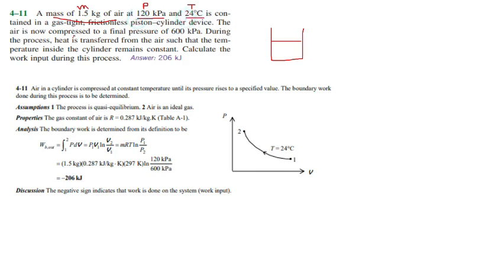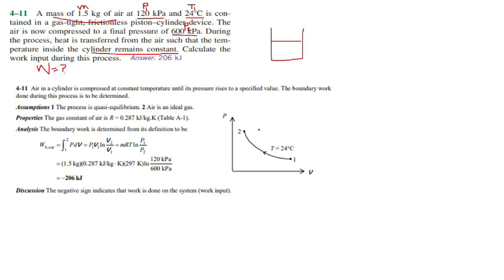The air is now compressed to a final pressure of 600 kPa. This is P1 and this is T1, while this is P2. During the process, heat is transferred from the air such that the temperature inside the cylinder remains constant. So this is a constant temperature, isothermal process. So you have to calculate the work input.